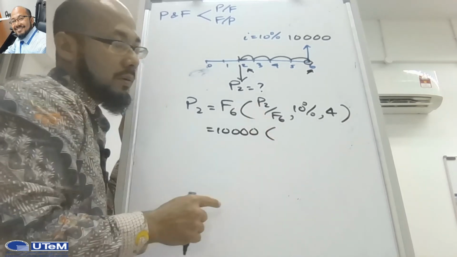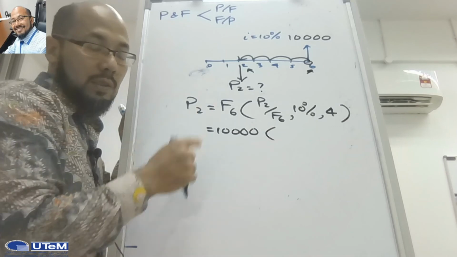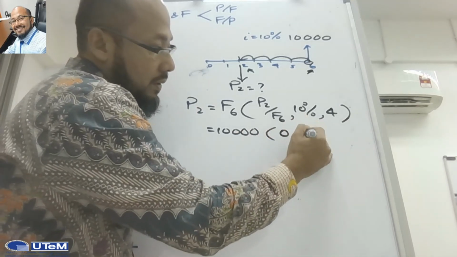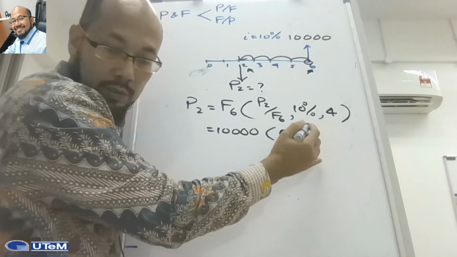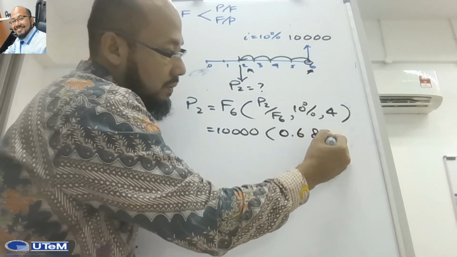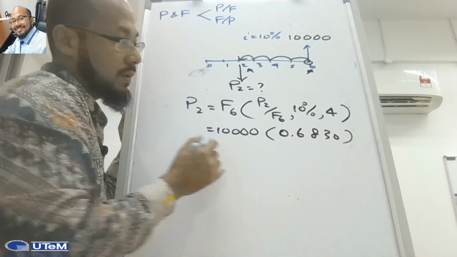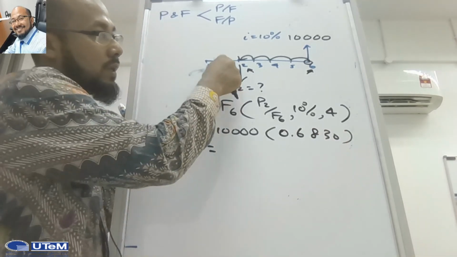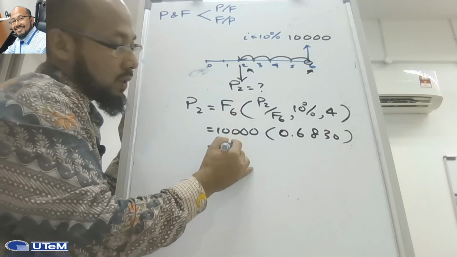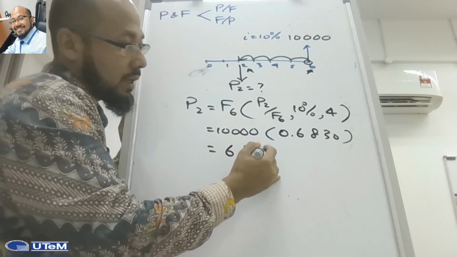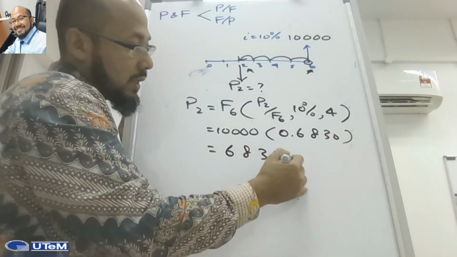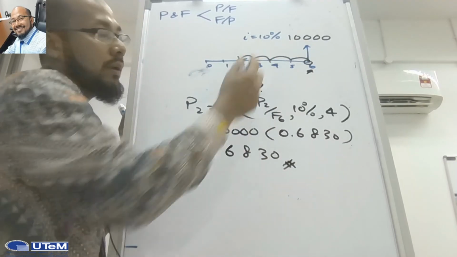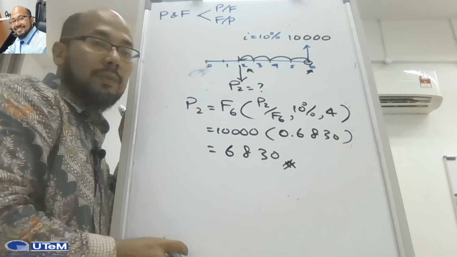Again, we find the value from the factor table. If we refer to the factor table, the value is 0.6830. So if I plan to deposit my money 2 years from now, at year 2, I have to deposit 6,830, so that after 4 years, or at year 6, my money will accumulate to 10,000.